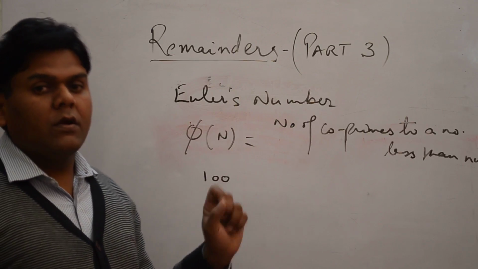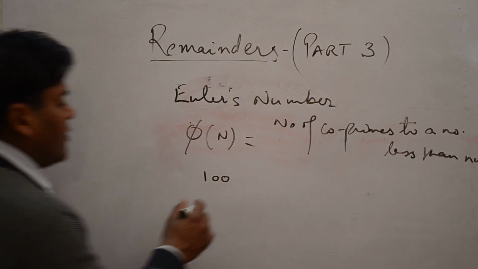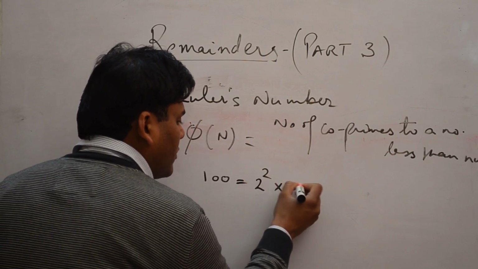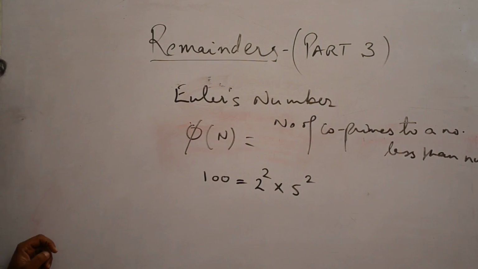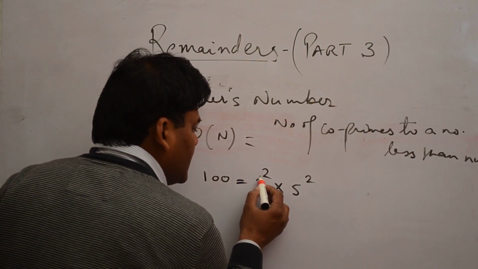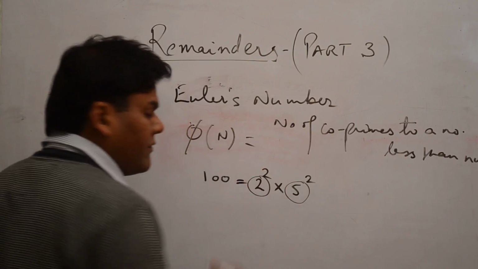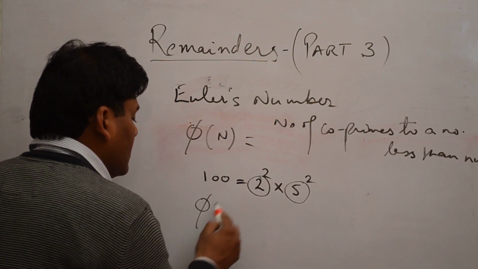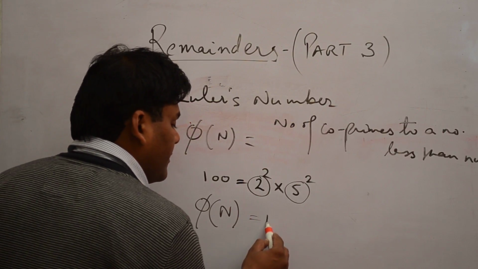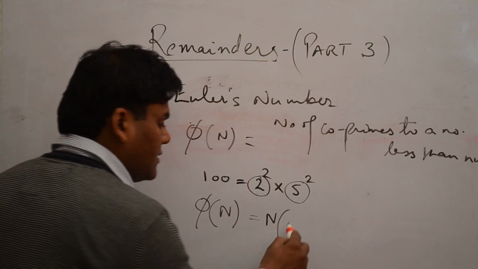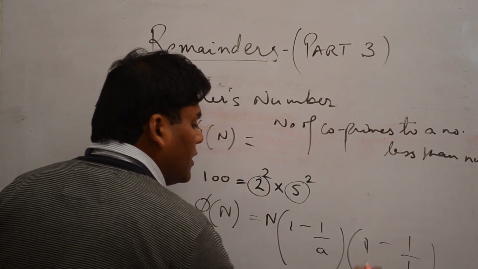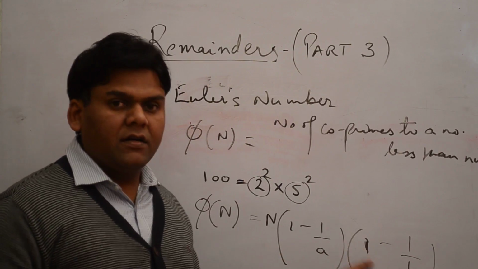But there is a trick to calculate it. Understand it very carefully, very important from the exam's perspective. Can I factorize 100 as 2 square into 5 square? 4 into 25, you all know, so it can be written as 2 square into 5 square. The moment I write it as 2 square into 5 square, what is the first prime factor? 2. What is the next prime factor? 5. Euler's number says that I need to write the number as it is, into 1 minus 1 by A, into 1 minus 1 by B, where A and B are the prime factors of that number.